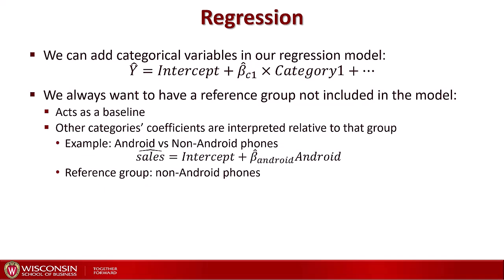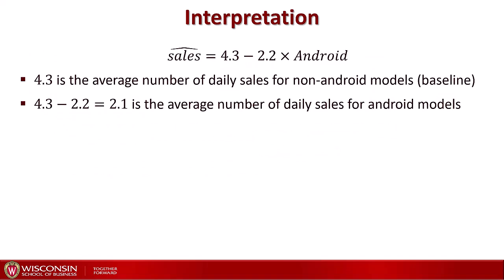In that case, in our model, we could decide that the non-Android phone is the reference group, and then we would have in our equation a coefficient for the Android group. So non-Android phones are the reference group, we remove it from the equation, and we only keep the Android group. By doing so, we are going to first be able to get estimates for our coefficients, a bit more on that later, but also we have a nice interpretation.